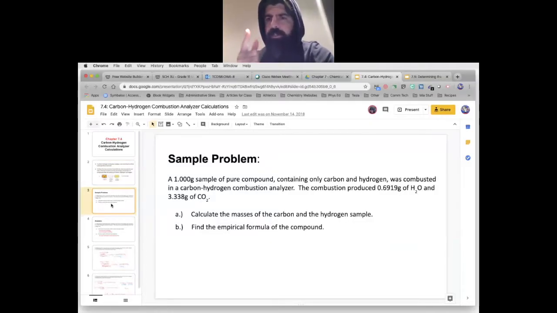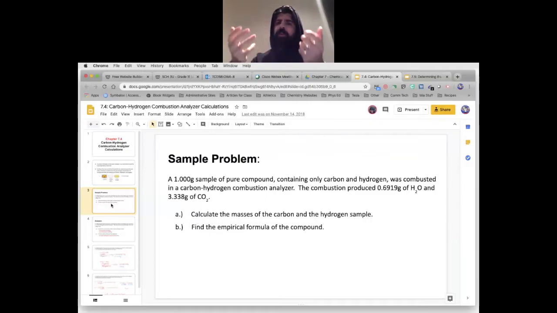So we've got a 1 gram sample. We take that 1 gram of an unknown substance. We don't know what's in it, but all we know is that it's made up of carbon and hydrogen. That's all we know. We've collected 1 full gram. Sorry, did I say 1,000? I might have said 1,000. 1 gram of it. So we've got that 1 gram, and we're going to burn it in that combustion analyzer.